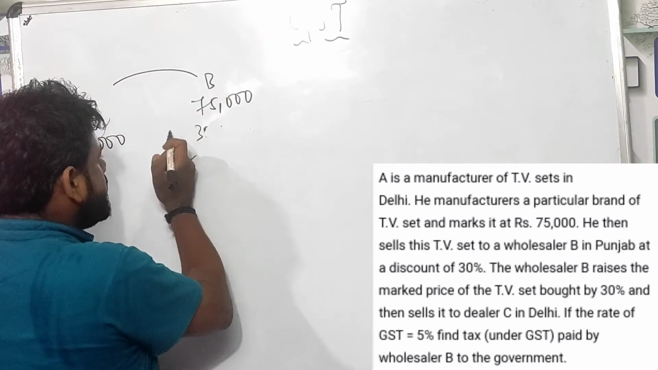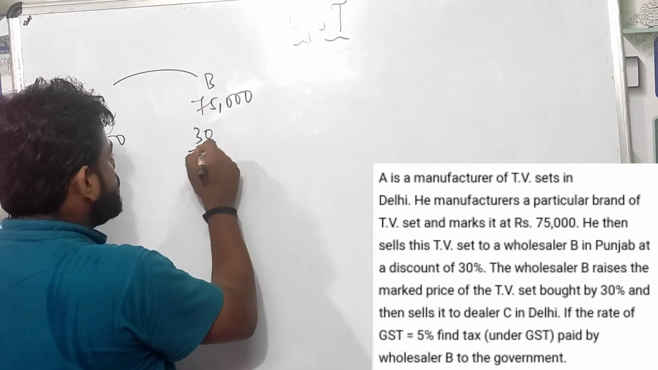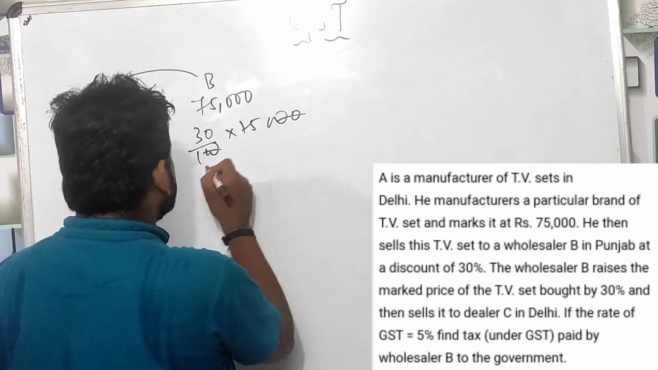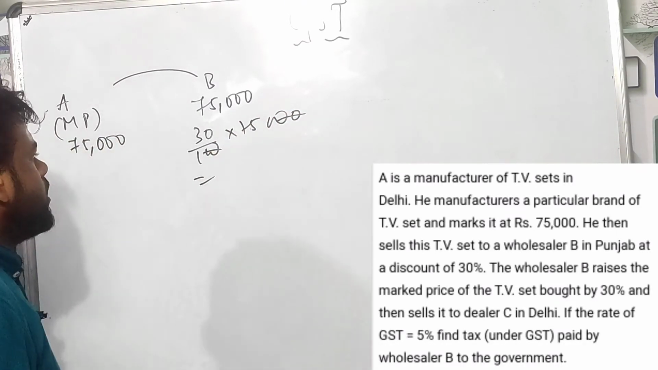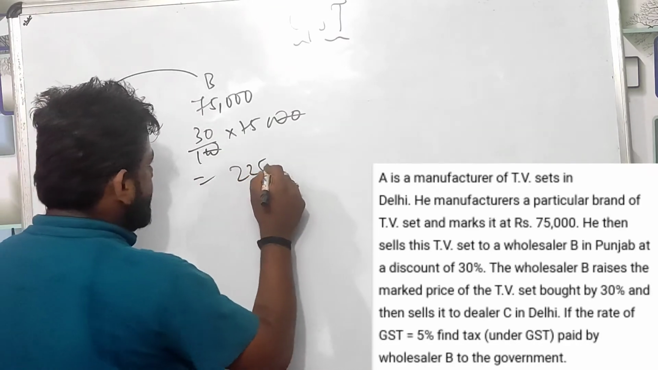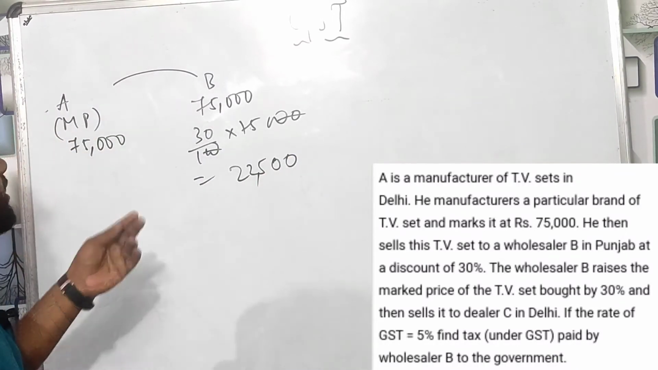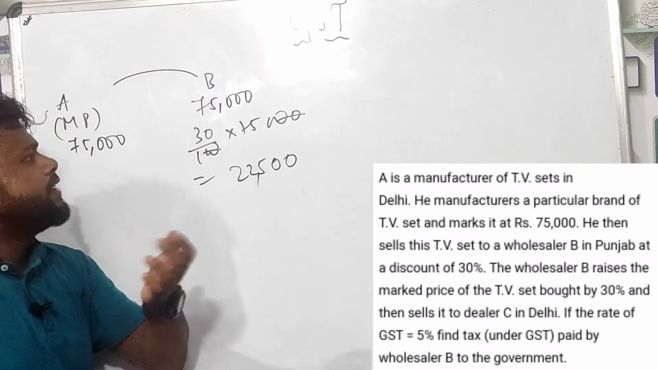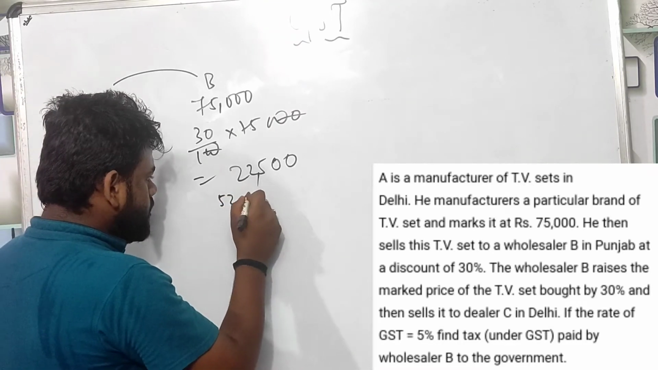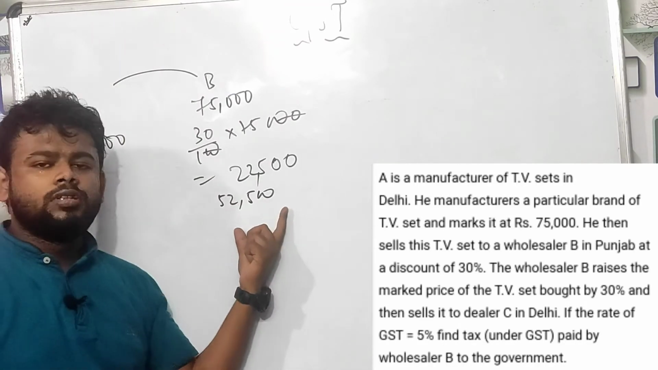30 by 100 times 75,000. Cancelling the zeros, 75 into 3, 3 fives are 15, 5 carry 1, 22, so 22,500. 75,000 minus 22,500 is 52,500. That means B paid A 52,500.